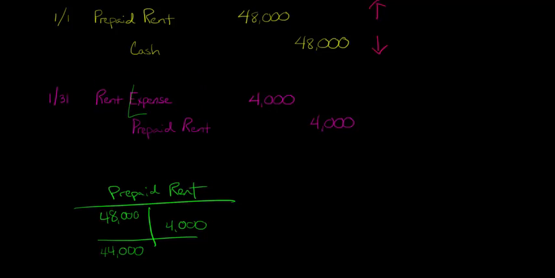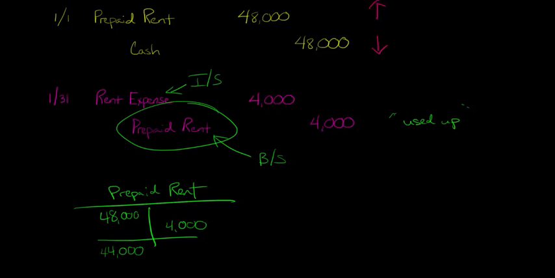And why do we debit an expense account? If you remember, what we're doing is we've used up some of our prepaid rent asset. When we've used up an asset, we can think of that as creating an expense. And so this rent expense is going to go on the income statement. And the prepaid rent, because it's an asset, would be on the balance sheet. Now, we're going to make the same adjusting journal entry at the end of each month to reflect rent expense and decrease our prepaid rent.